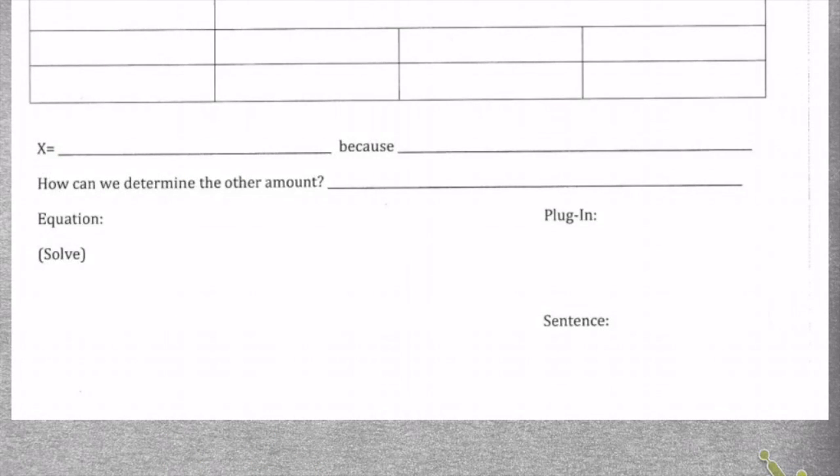So in example 3, we've got tickets for the senior class play costing $6 for adults and $3 for students. A total of 846 tickets worth $3,846 were sold. How many student tickets were sold? So we're looking for how many student tickets. So X is going to stand for the number of student tickets, because that's our unknown.